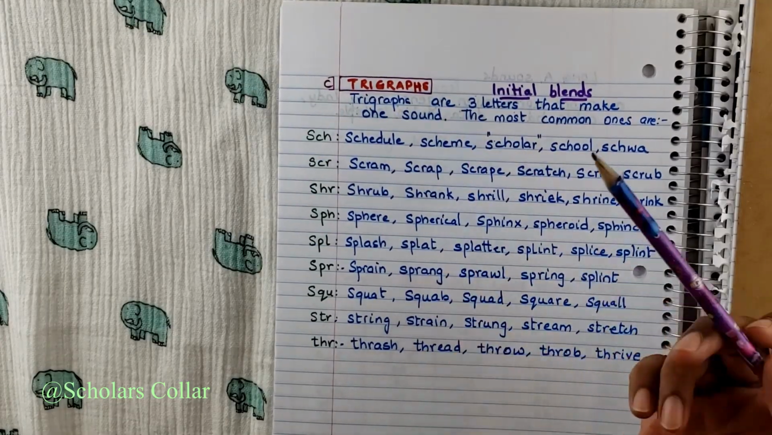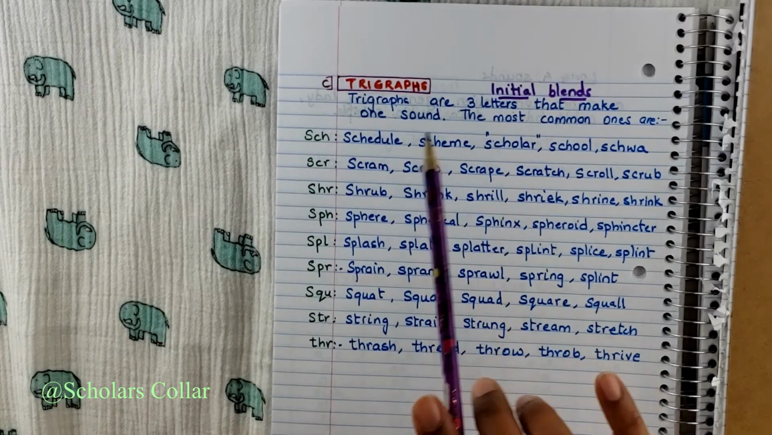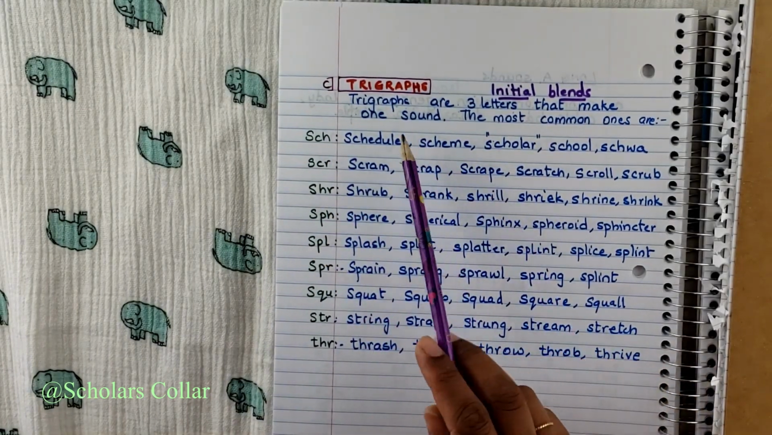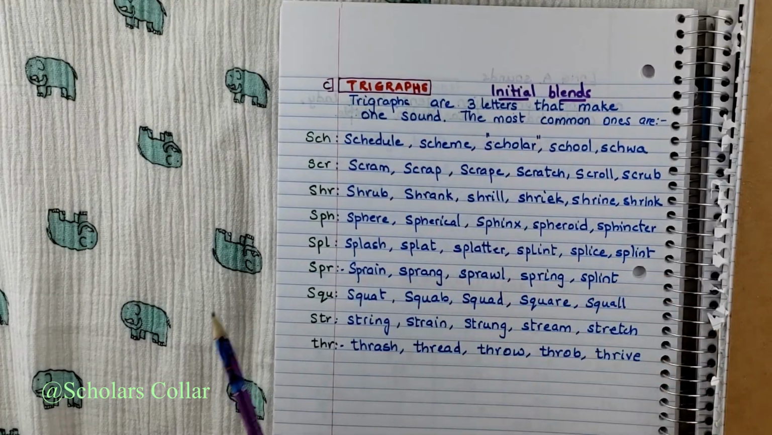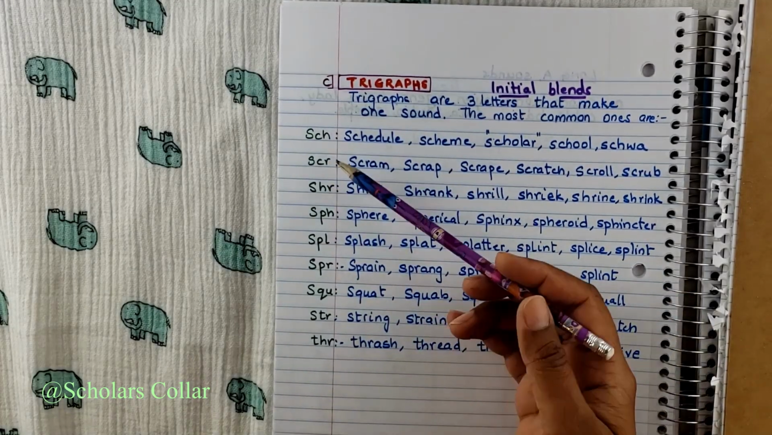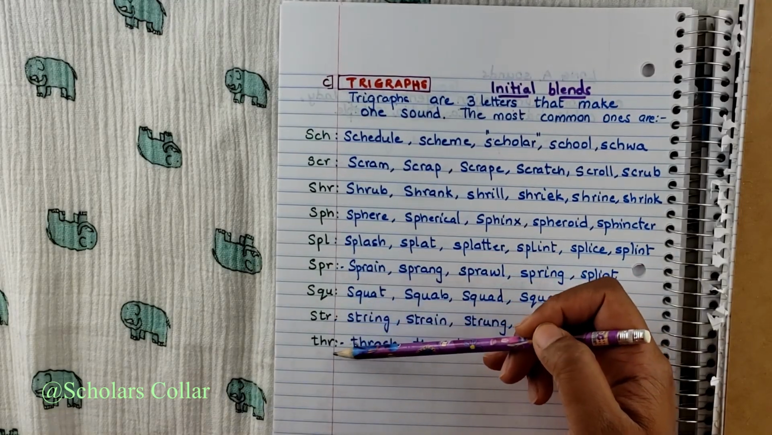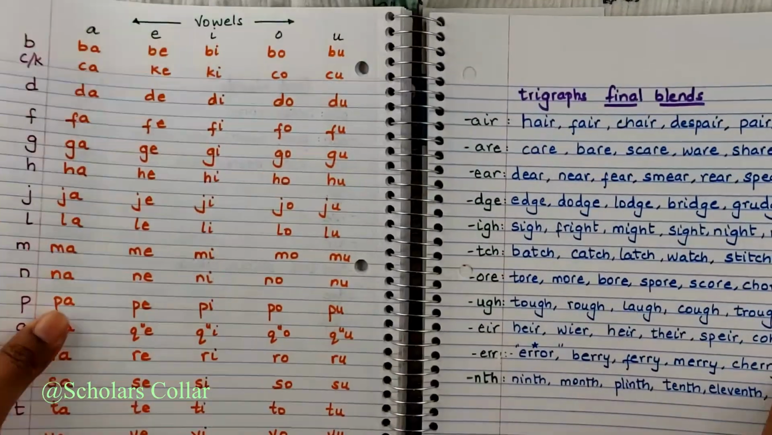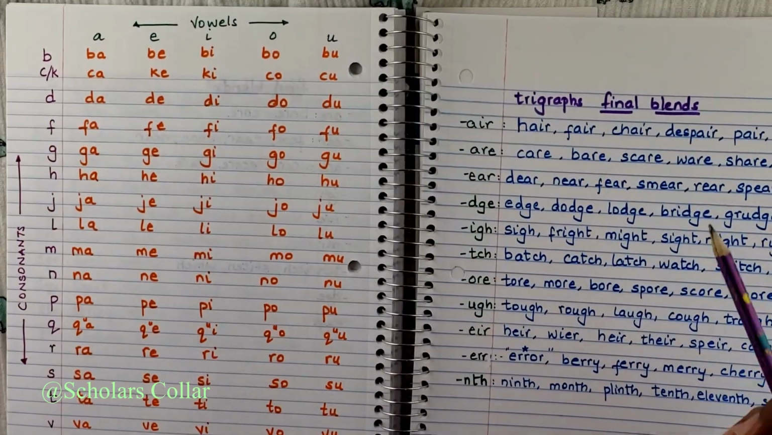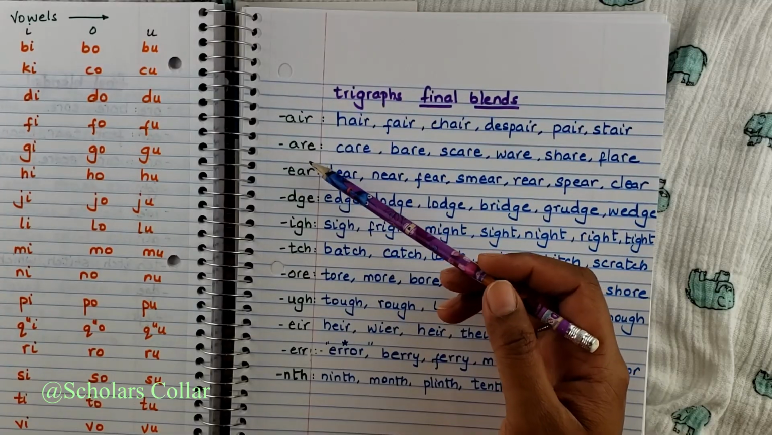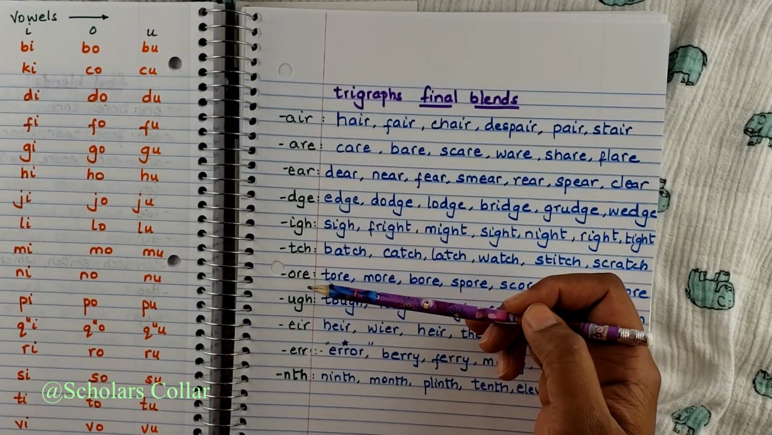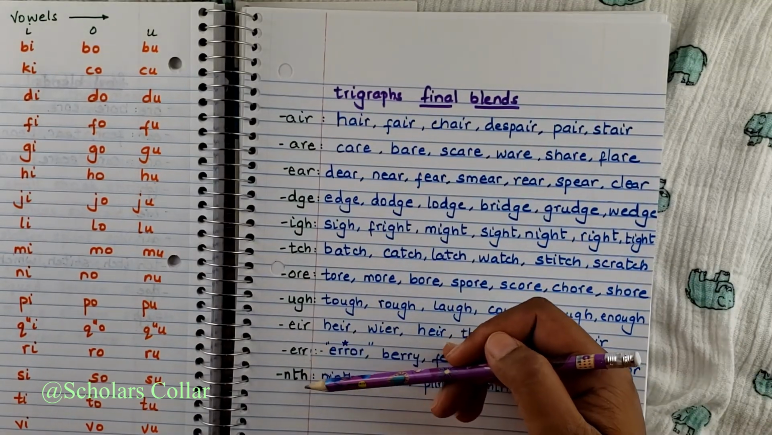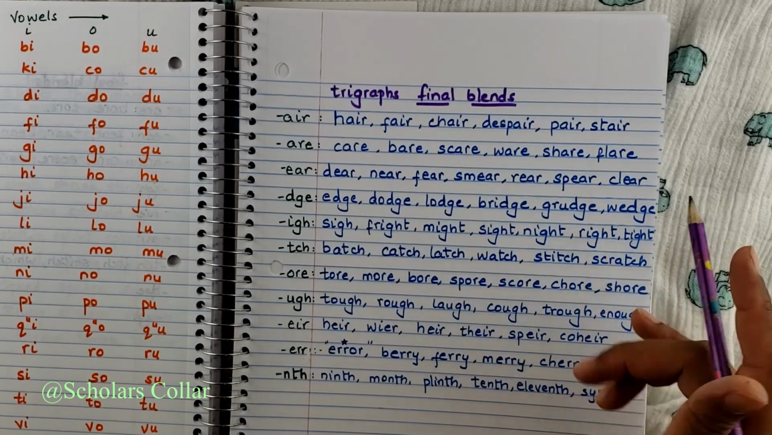Just like the digraphs, we have the initial blending with the trigraphs. So the trigraphs are nothing but 3 letters that make one sound, and digraphs are 2 letters that make one sound. So here we have spl, spr, squ, str, and thr. So these are the words that are trigraph initial blends. Here we have the trigraph final blends. Final blends again are air, ear, ch, tch, or, and I've added this one, which is not very common. You won't see these often in the final blends.